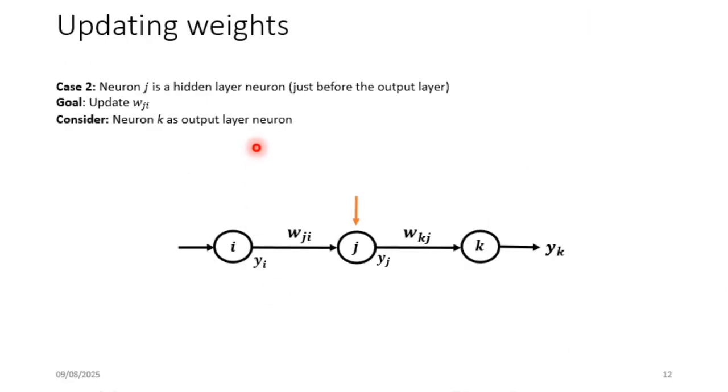Now let's see the second case where J is in the hidden layer, and it is connected to neuron K, which is the output layer neuron, and the weight of the connection is Wkj. J is connected to the previous layer neuron I, weight is Wji, and Yi is the output from the ith neuron, Yj is the output from the j neuron, and Yk is the output from the k neuron, right? And in this example also we are considering the weight updation of Wji.